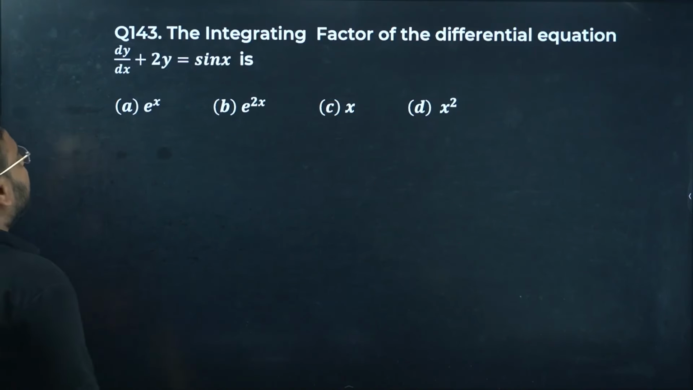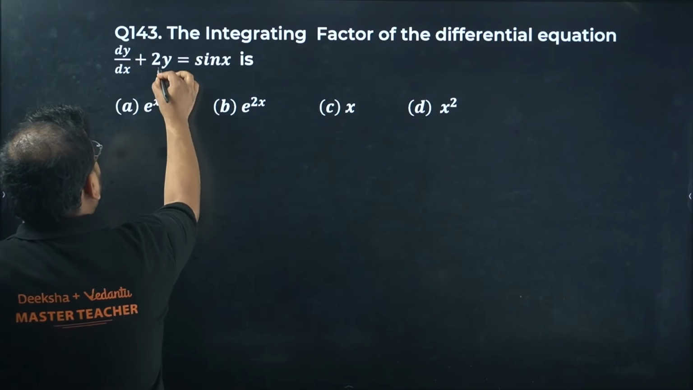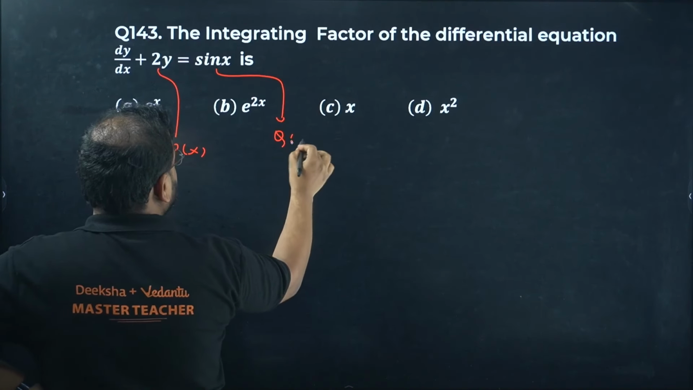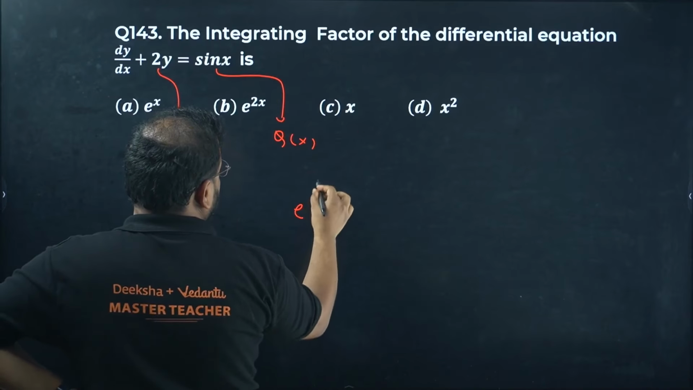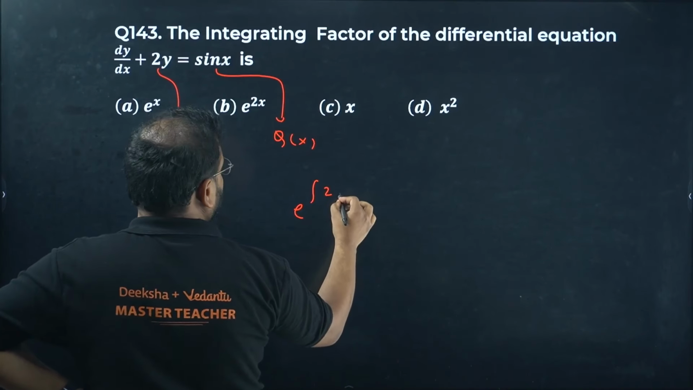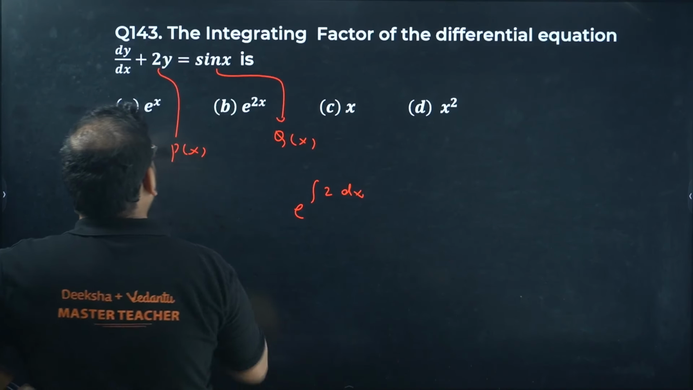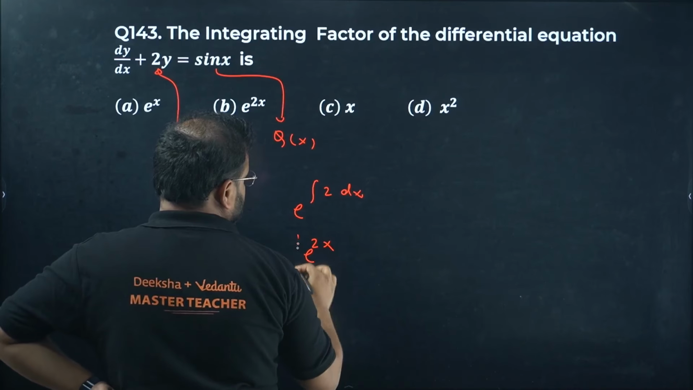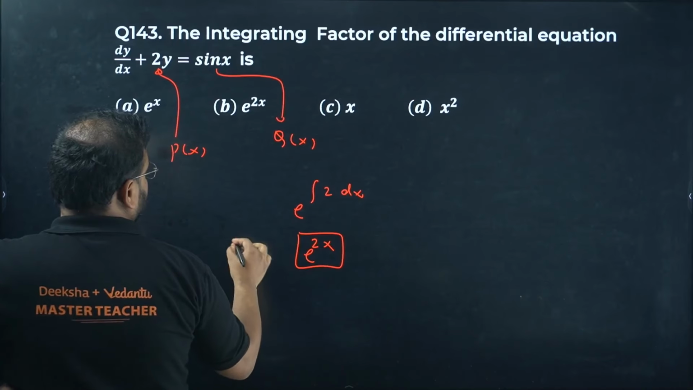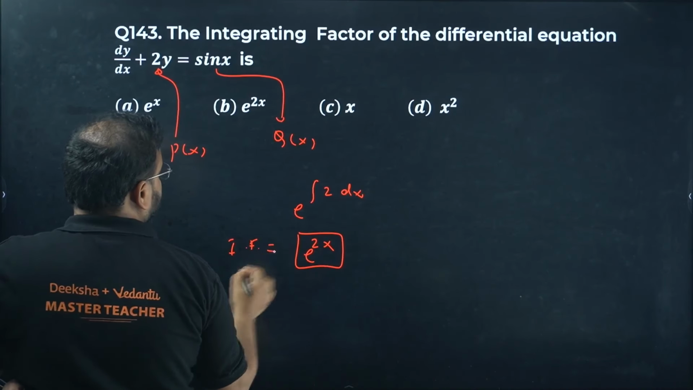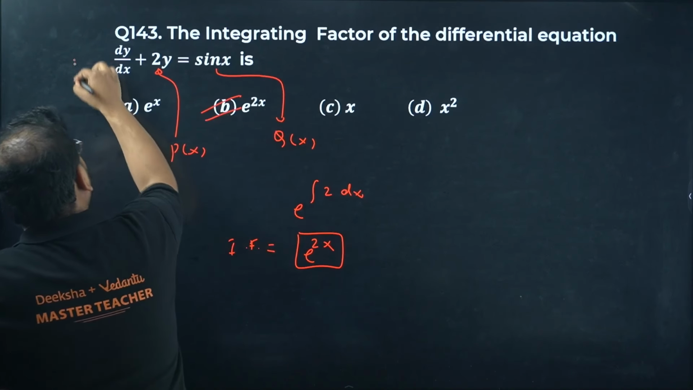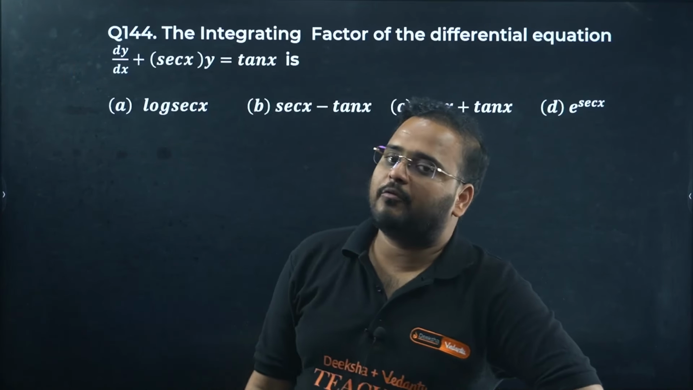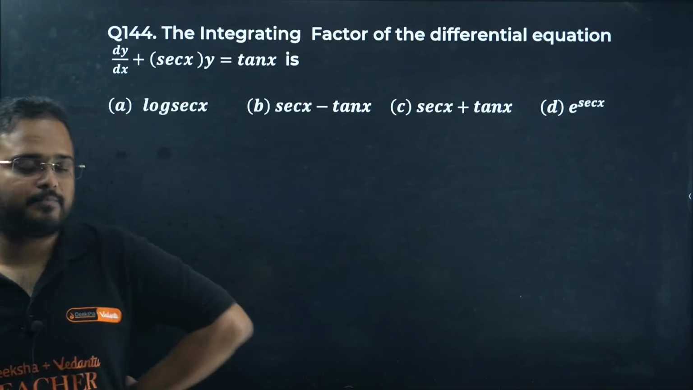143 now. The integrating factor of this equation, what is this value over here? This is your px and this is the qx. Same result. Integration of this 2 dx. 2 is the px, right? So we get e power 2x. This whole thing becomes your integrating factor. B. Please check. B is the right answer. 143 is done.